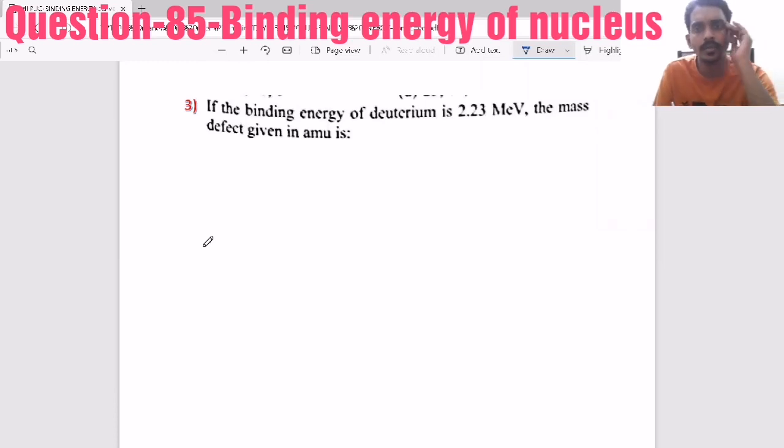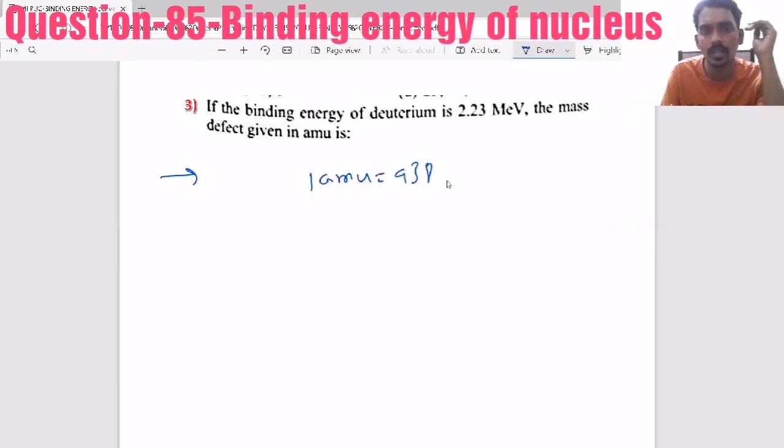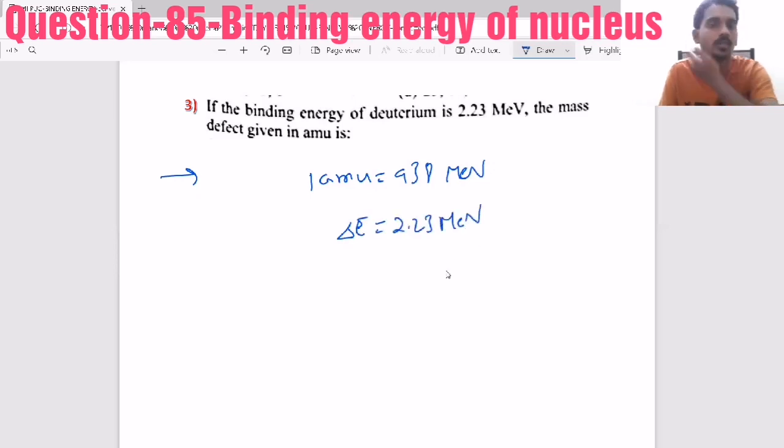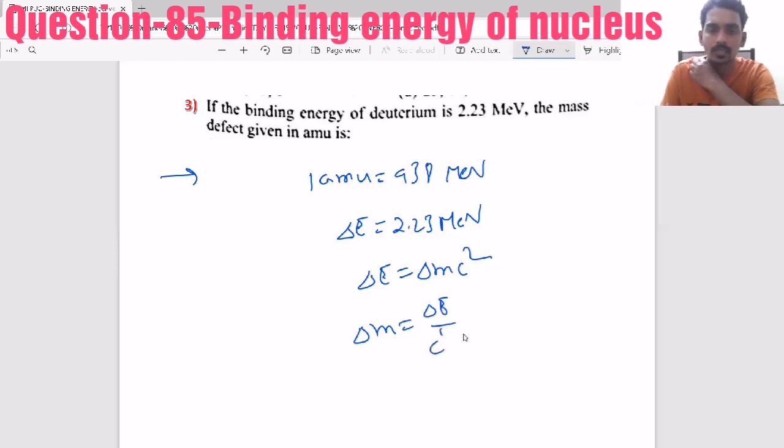Now if the binding energy of deuterium is 2.23 mega electron volt, find the mass defect given in AMU. See, 1 AMU is approximately equal to 938 or 935 mega electron volt. Now the given binding energy is 2.23 mega electron volt. So that delta E equal to delta M C square. Now delta M equal to delta E by C square. So you can calculate and you can find it.